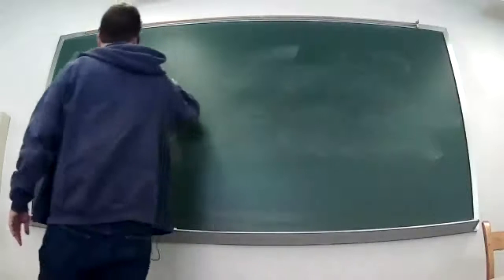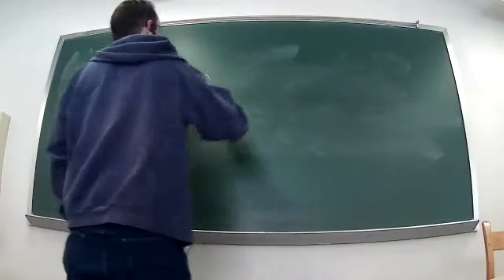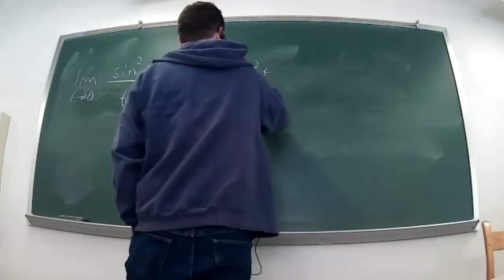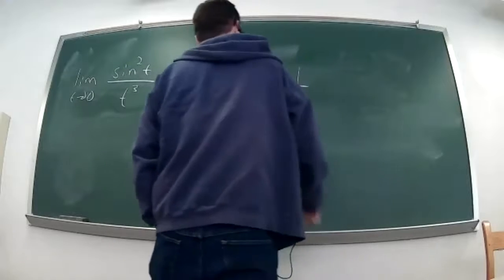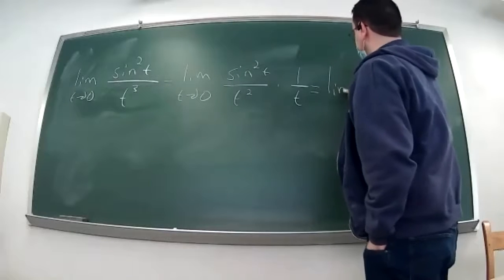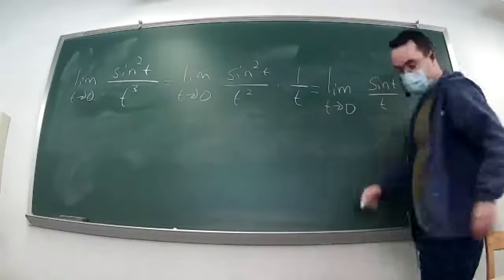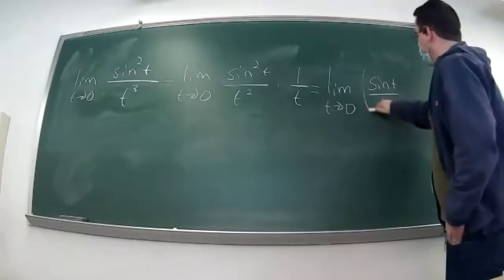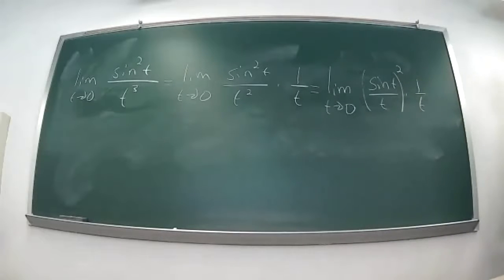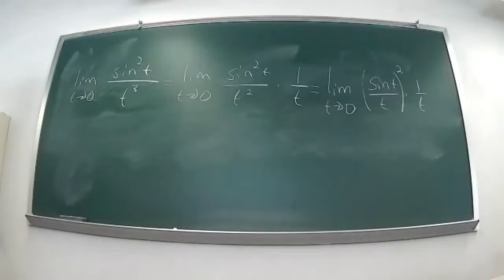So yeah, in fact, I already know how this is going to go, because how do you want to group this? So sine squared t, I'm going to group this as sine squared t over t squared times 1 over t. And just to be 100% clear about what this notation means, this is the limit as t goes to 0 of sine t over t, squared, times 1 over t.